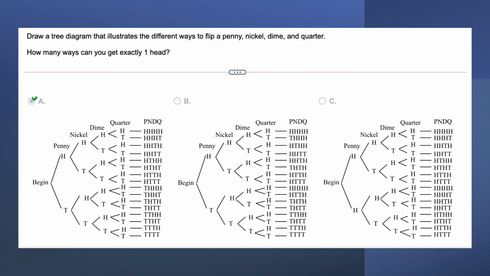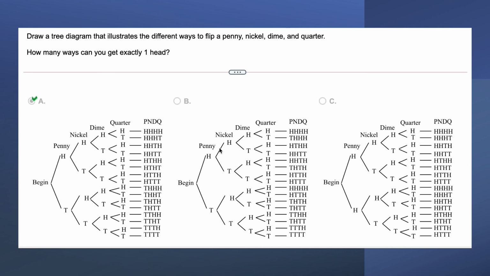When you go to MyMathLab, you'll first be asked to select the correct tree diagram among 3 different choices. If we look at these tree diagrams, we'll see that the correct answer is choice A. Make sure to pay close attention to the penny, nickel, dime, and quarter columns to make sure that they all have heads and tails.